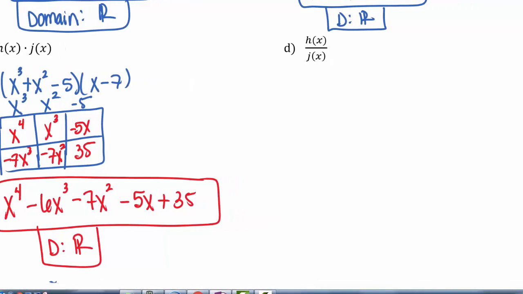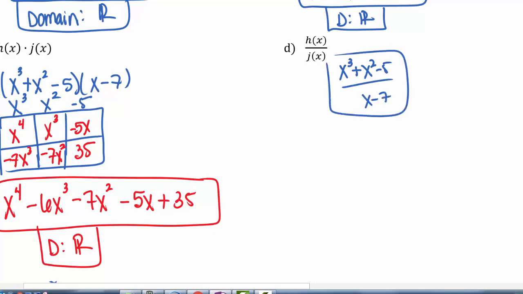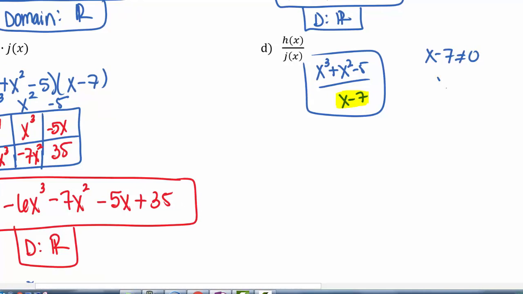All right, then I have h divided by j, x to the third plus x squared minus 5 divided by x minus 7. I can't simplify that, so that's it. It's pretty easy. Now we have to think about the domain. So now I've created this fraction. So when you create a fraction, you have to understand that the denominator can't be 0. So x minus 7 can't be 0, which means x can't be positive 7. So now I have all real numbers except 7.